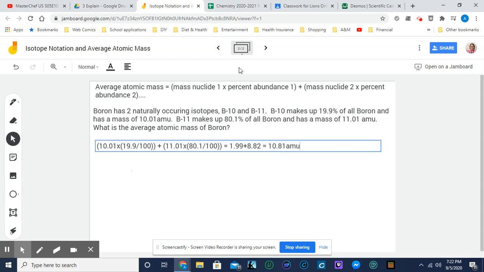AMUs. And so, number one, if I go to a periodic table and I look for boron on the periodic table, then it's going to match this average atomic mass that I calculated. And then number two, my hypothesis is borne out by the fact that this mass is really close to 11. It's a lot closer to 11 than it is to 10. So this probably is the correct way to calculate average atomic mass. So I can be fairly confident that I've done this calculation correctly. And so this is how you calculate average atomic mass.